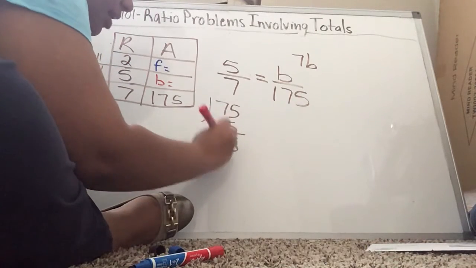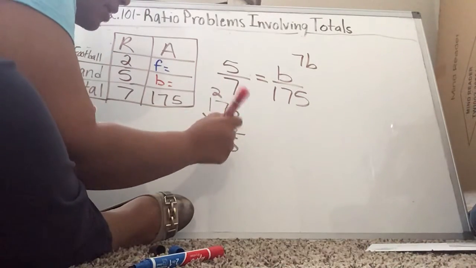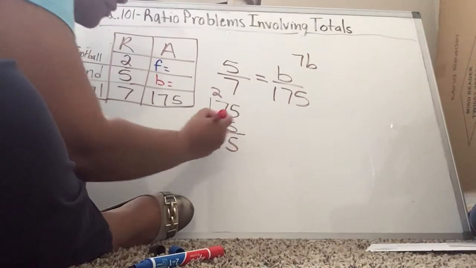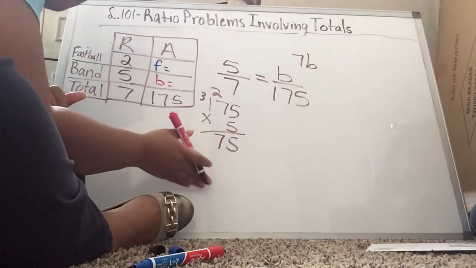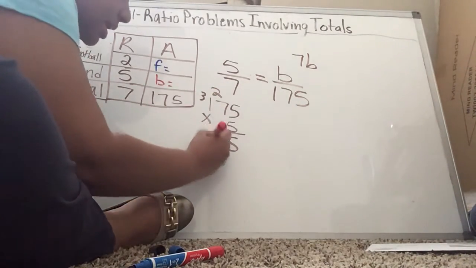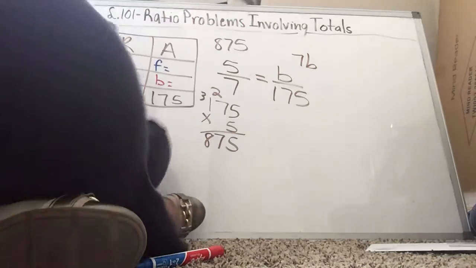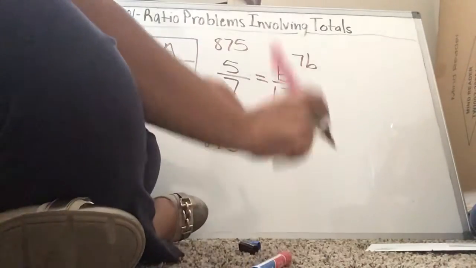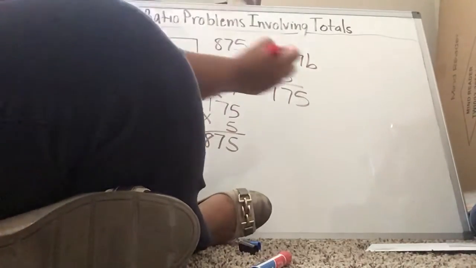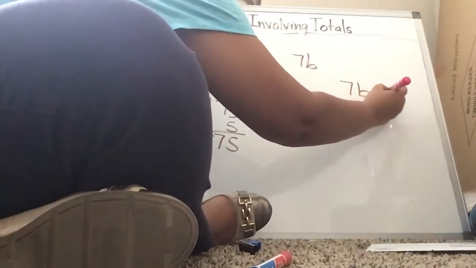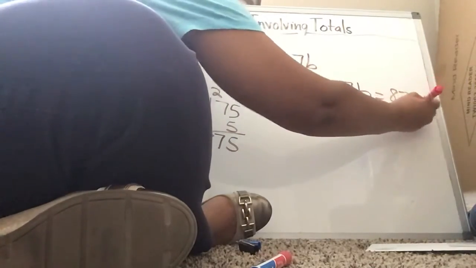5 times 5 is 25. Carry the 2. 7 times 5 is 35, plus 2 is 37. 1 times 5 is 5, plus 3 is 8. And so that's 875. Now our proportion simplifies to 7B equals 875.